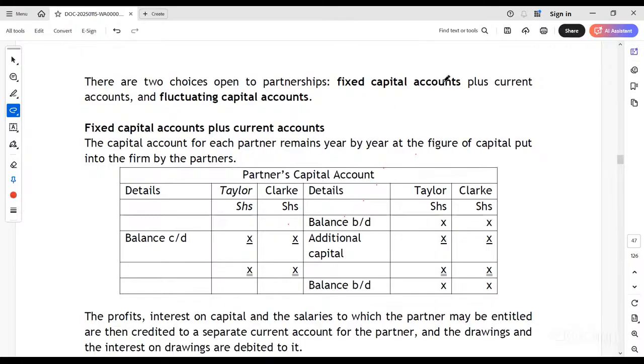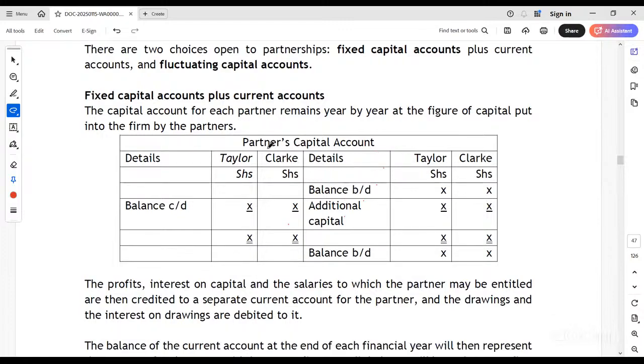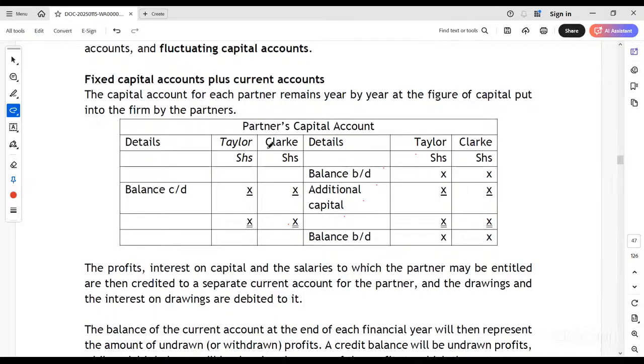Now, where partners use the fixed capital plus the current account, it means that they are going to prepare two different accounts. They will prepare a fixed capital account, and then they also prepare what we call a current account. That is the capital account and the current account. They will always specify the method the partnership is using. Is it fixed capital plus current, or is it fluctuating?